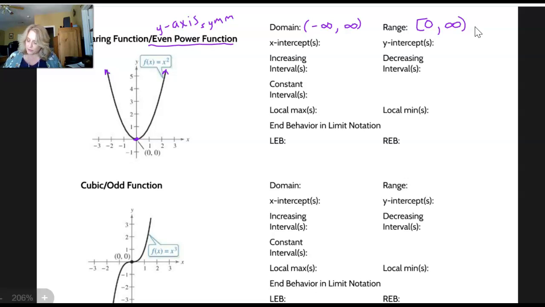And then now, if we look at x-intercepts, where does it hit the x-axis? Well, at this point, right? And so that's the point 0, 0. It happens to also be hitting the y-axis at that point. And so that's also 0, 0.